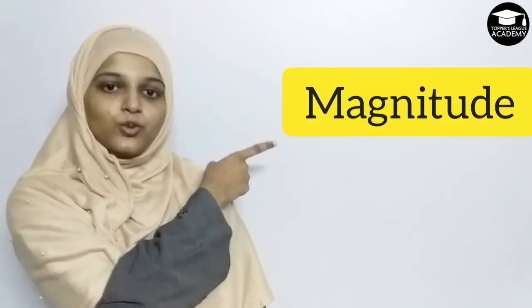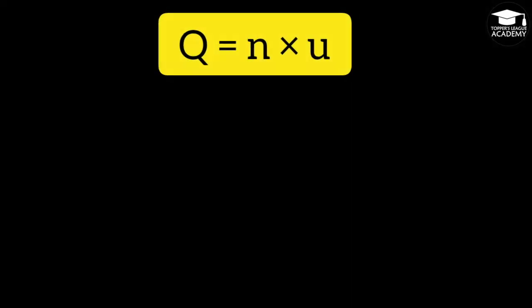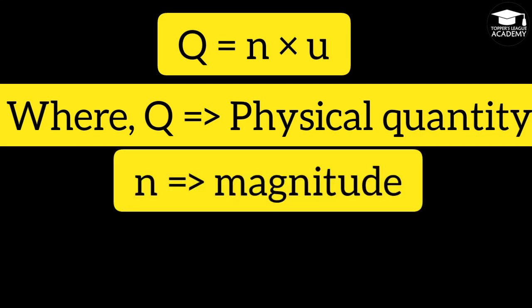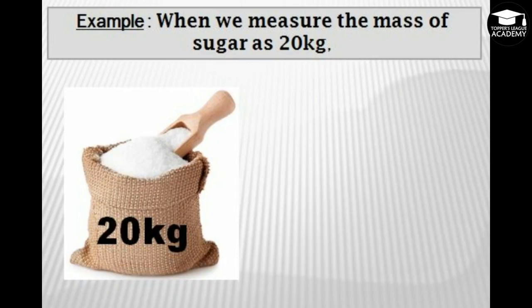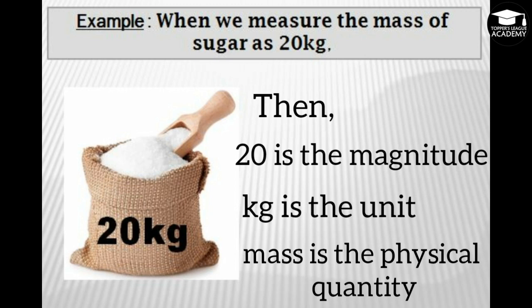The measurement consists of two parts, the magnitude and a unit. The physical quantity is the product of the magnitude and unit. Have a look here. Q is equal to N into U, where Q stands for physical quantity, N stands for magnitude and U stands for unit. Let's understand this with the help of an example. When we measure the mass of sugar as 20 kg, then 20 is the magnitude, kg is the unit and mass is the physical quantity.